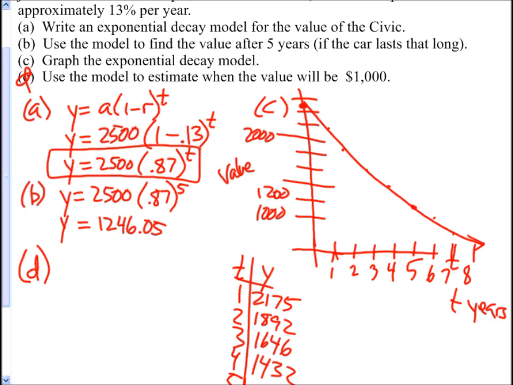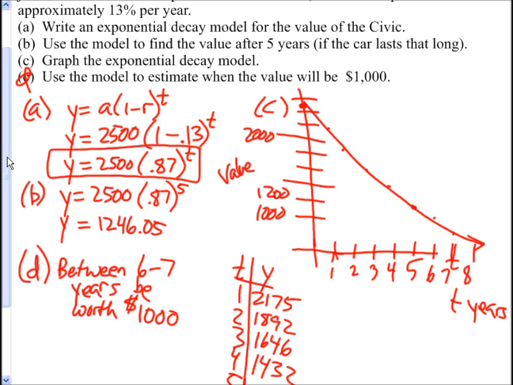So, part D: between 6 and 7 years is how long it takes to be worth $1,000.